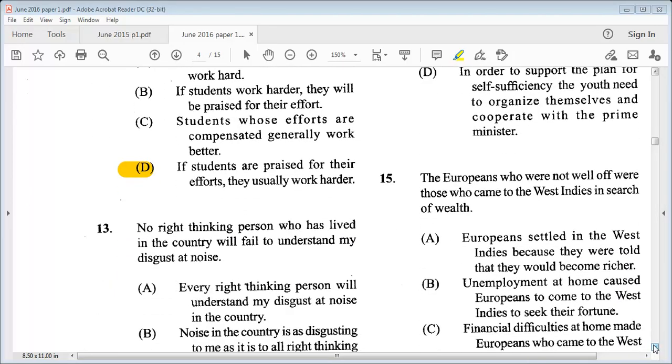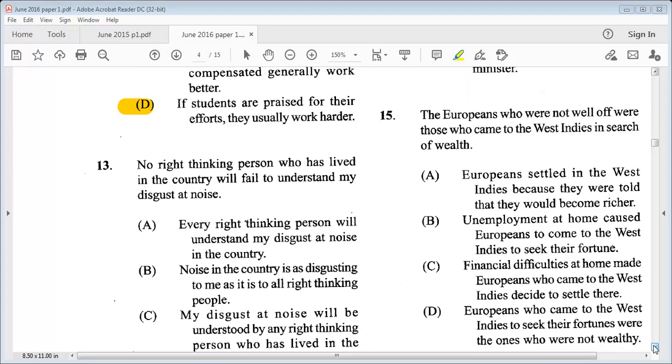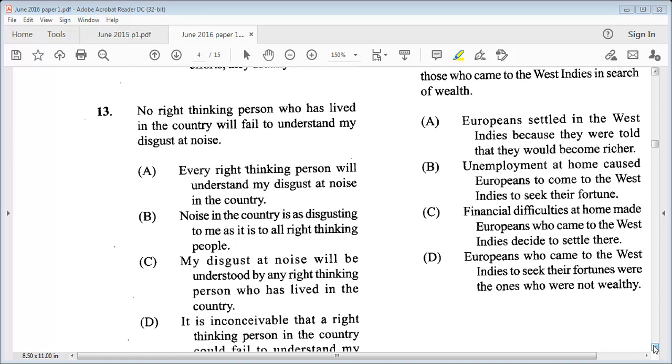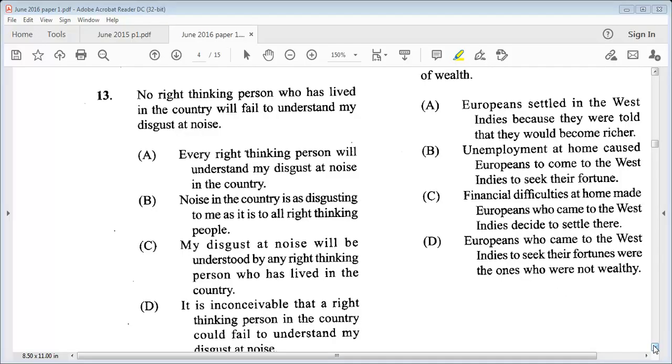Let's go on to 13. It says, no right thinking person who has lived in the country will fail to understand my disgust at noise. So we notice the one that is nearest in meaning is C. My disgust at noise will be understood by any right thinking person who has lived in the country. Let's go on to 14.